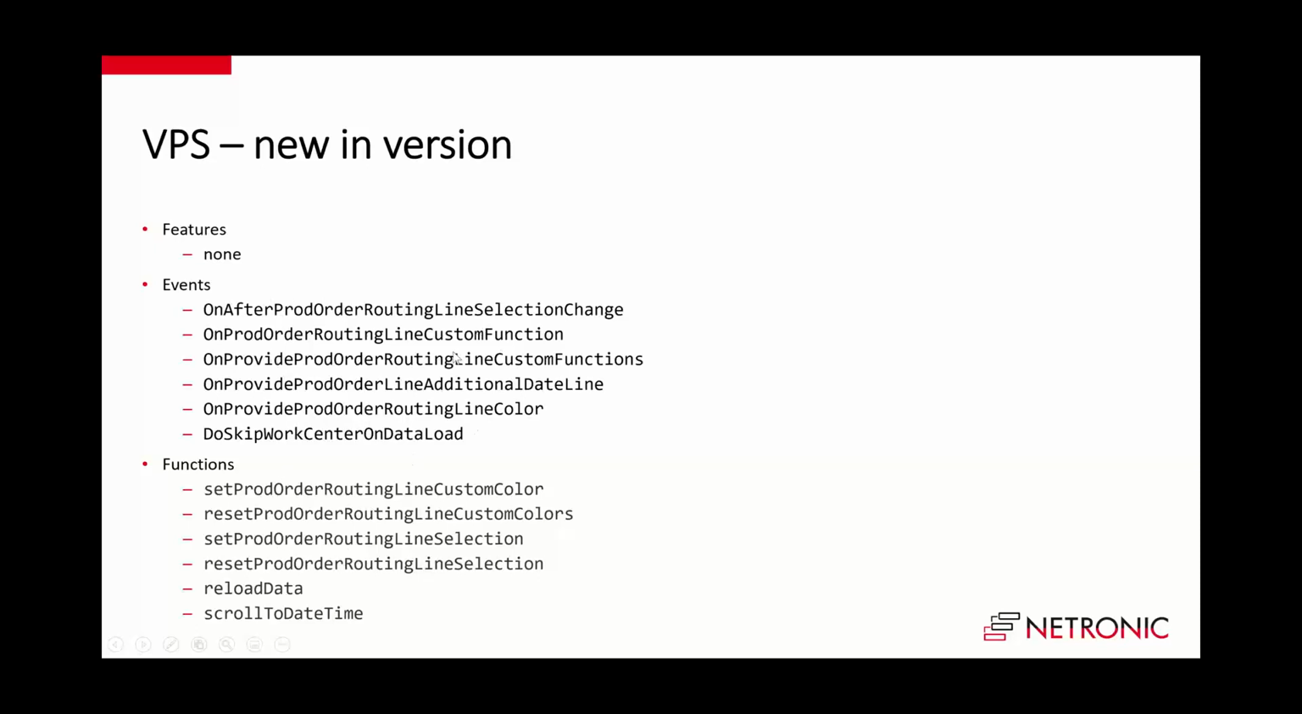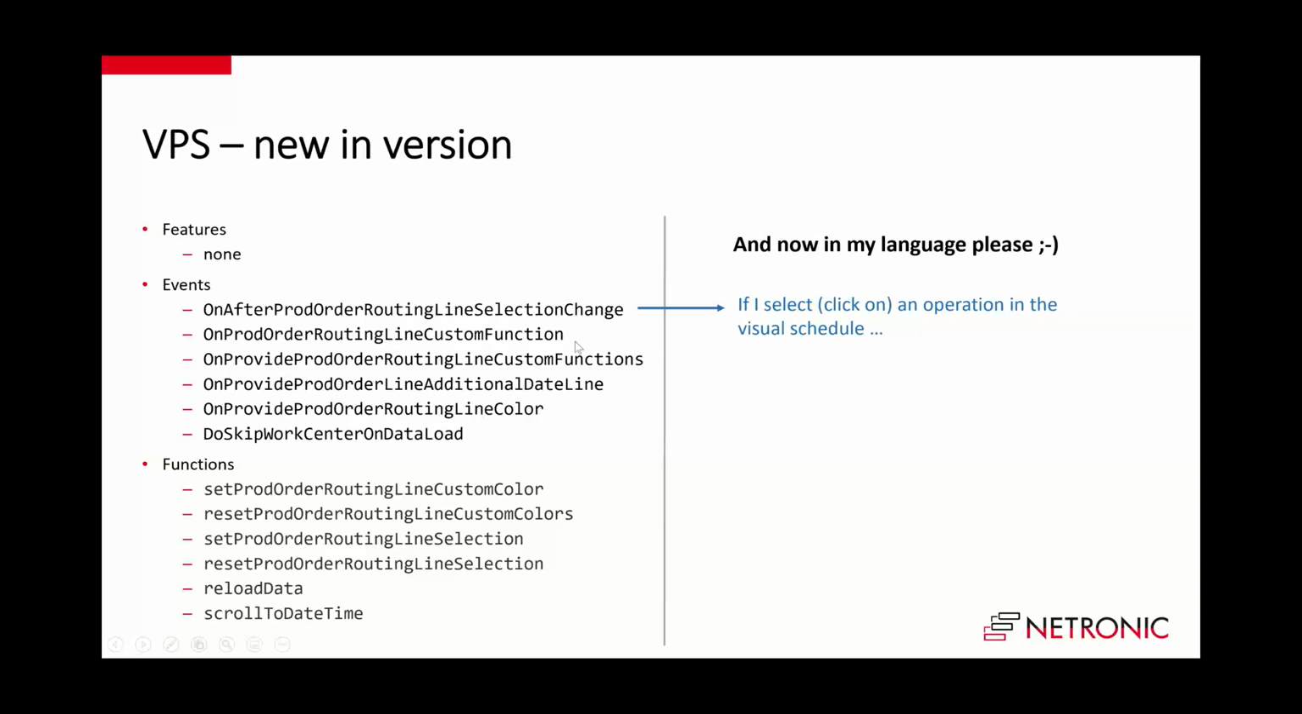But when I first saw this, and I'm not a developer, I actually graduated in financial controlling back in the years. So when I saw this first, I said, hey, please, can you translate this into my language? And then Sasha and somebody from his team sat down with me and talked me through this and gave me some examples of what this means. So they said, okay, there is this event on after production order routing line selection change.